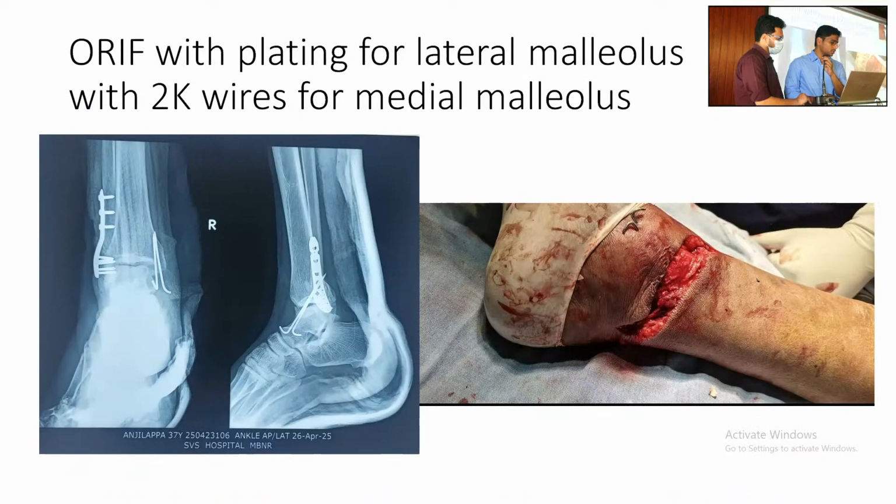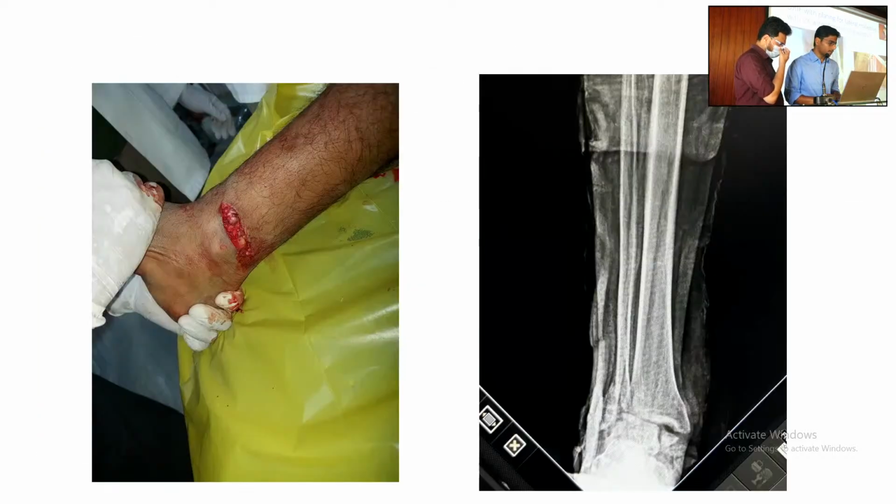After a thorough wound wash. This is a return. We have done ORIF with plating for lateral malleolus and two... Debridement, did you do in casualty? Only wound wash, sir. Wash alone will not be adequate.